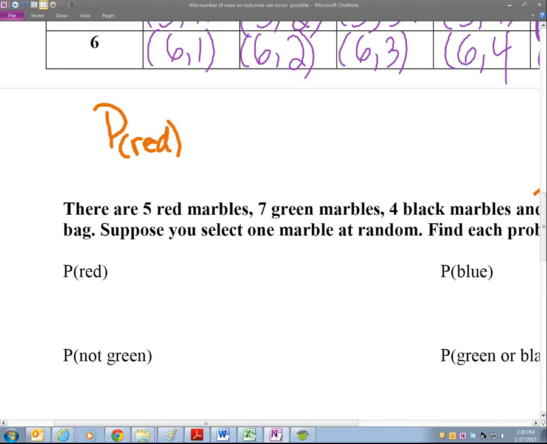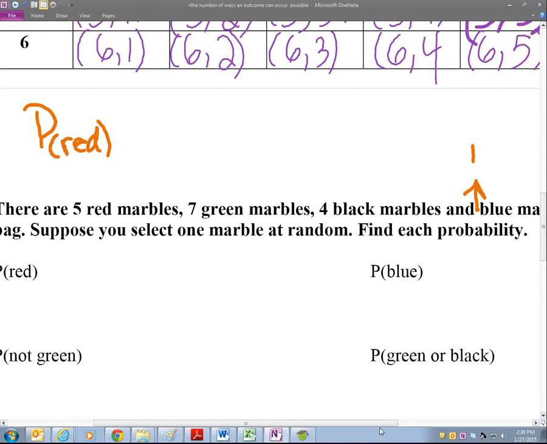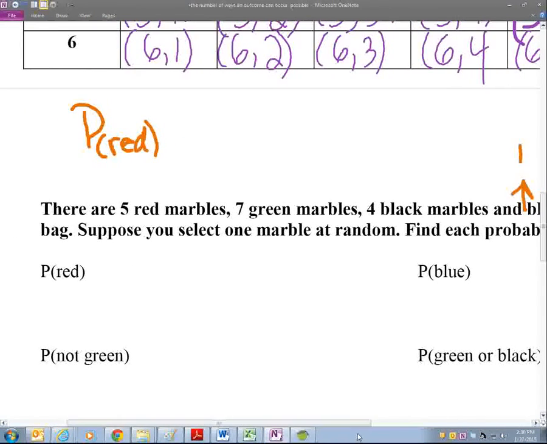Okay? So we have 5 red marbles, 7 green marbles, 4 black marbles, and 1 blue marble in a bag. Suppose that you were to select 1 marble at random. Find each probability below.